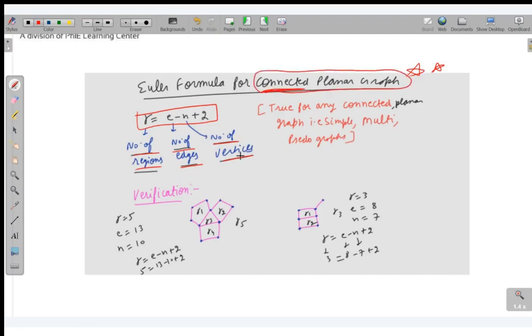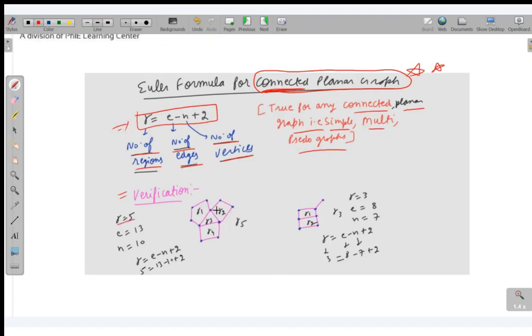Connected, that means one piece. So it is true for any connected planar graph, whether simple, multi, or pseudo. It can be any type of graph. It will be true. I have done this here for verification purposes. I am not going into the proof. I have just shown you this for verification. You can count these things.